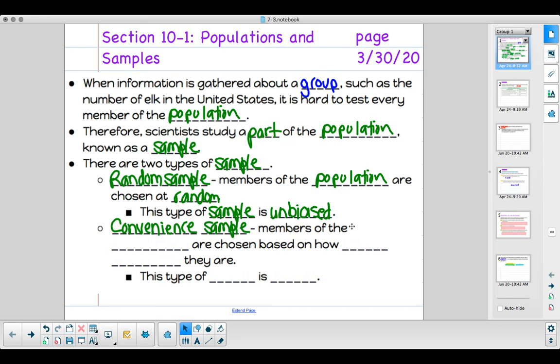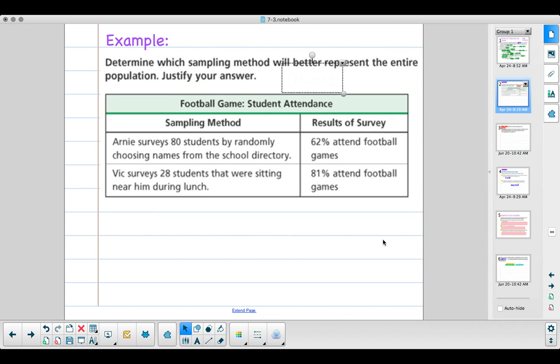There's also something known as a convenience sample, and a convenience sample means that members of the population are actually chosen on how readily available they are, basically how convenient it is to choose them or to access them. This type of sample is a biased sample, which is again what we don't want. We don't want it to be biased. So let's look at an example together.